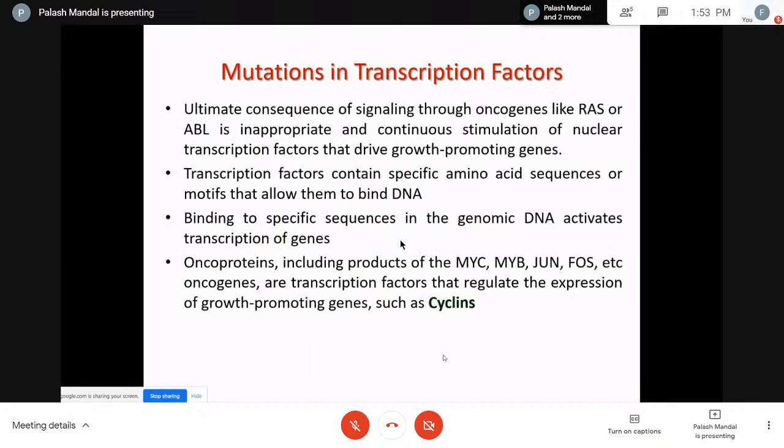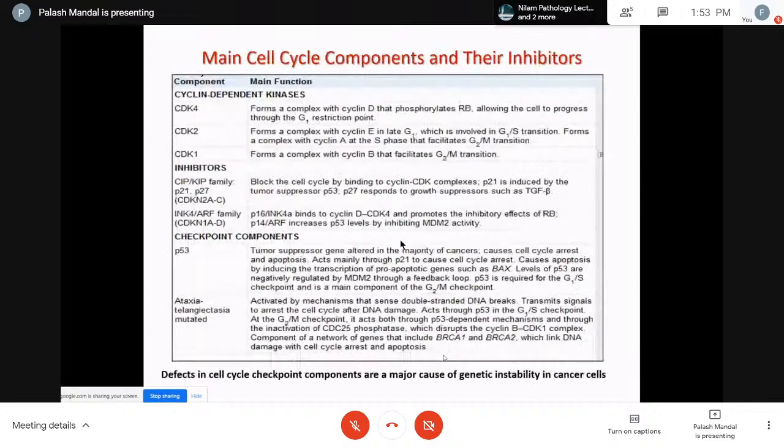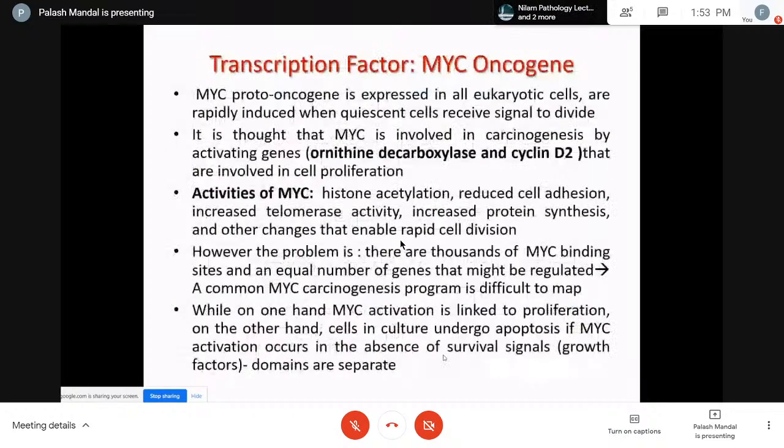Mutations in transcription factors. I think I will deal with this and the other one, and I'll leave the rest, the mutations in tumor suppressor genes, I will not discuss today. So we'll limit our discussion till this point.